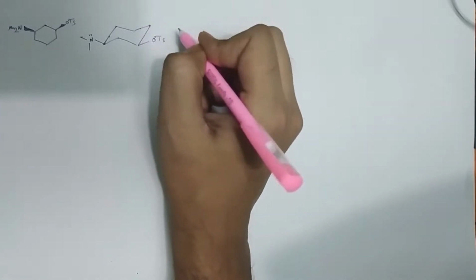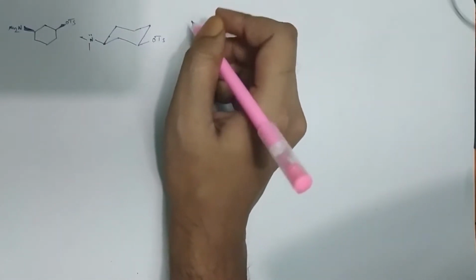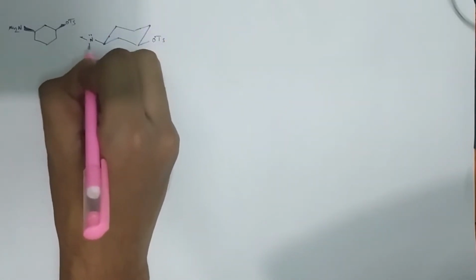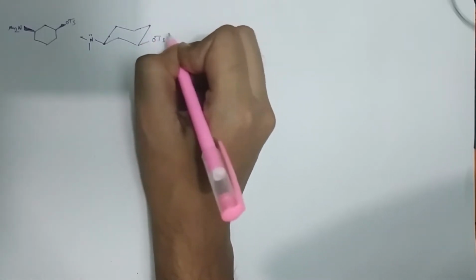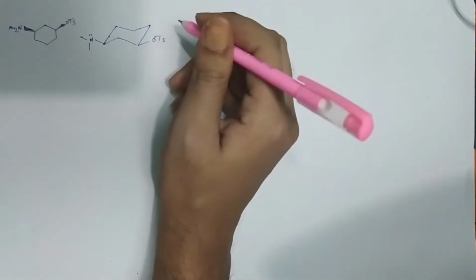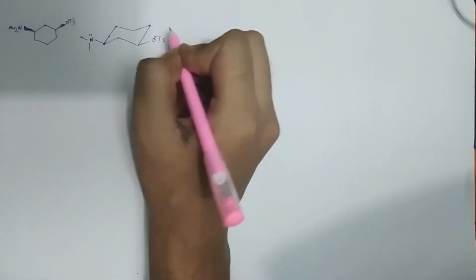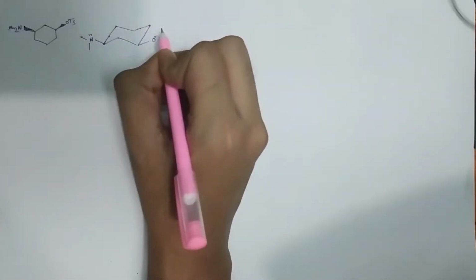Then the 1,3-diaxial strain will be severe, because here is an NMe2 group and here is again a bulky group. Both are in the axial position, so there will be almost no percentage of that conformation. So the reaction will solely go through this conformation. So I will talk about this conformation.